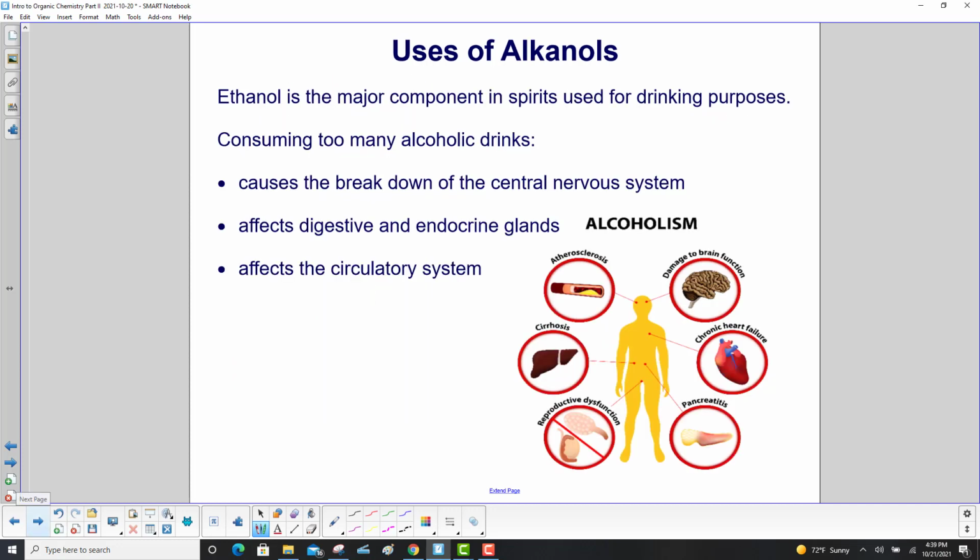Ethanol is the major component in spirits used for drinking purposes. This is very dangerous, though. Consuming too many alcoholic drinks, which involve this, cause the breakdown of the central nervous system, not good, affects your digestive and endocrine glands, very bad, and affects the circulatory system. And here are some various diseases that alcoholism can cause. Cirrhosis of the liver, reproductive dysfunction, pancreatitis, chronic heart failure, damage to brain functions. Very, very bad.